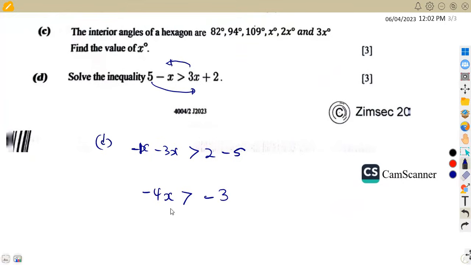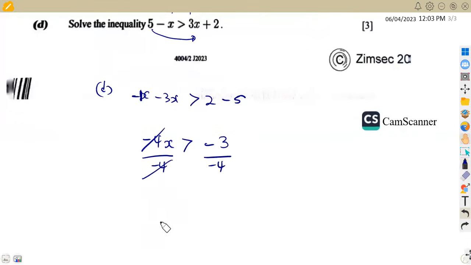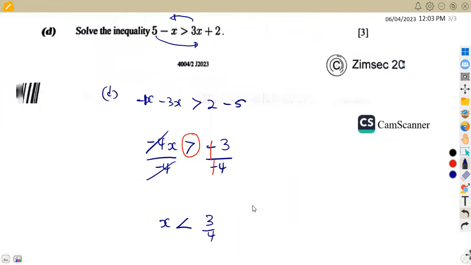So to find x, you divide by -4. But remember what I told you guys, dividing by a negative under inequalities reverses the inequality sign that you are given. So this will give us a positive, yes, but the inequality sign reverses. So this will be 3/4. So x is less than 3/4, or x is less than 0.75, which is as a decimal.